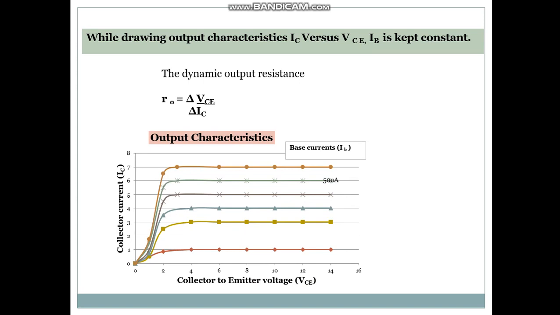This is the output characteristic. It is the collector current IC versus the collector to emitter voltage VCE. The base current is kept constant. As the base current goes on increasing, the collector current also goes on increasing.